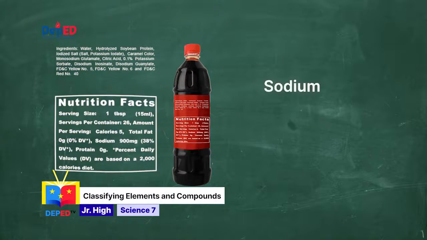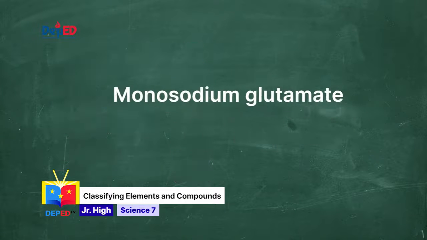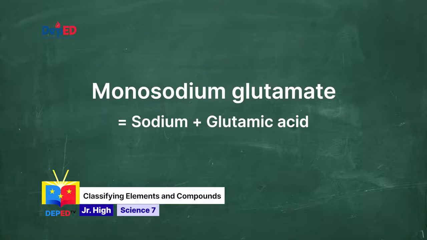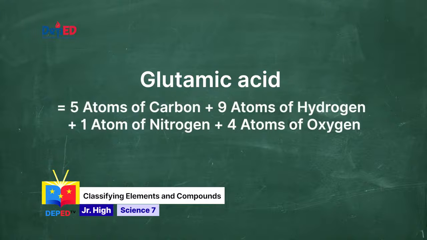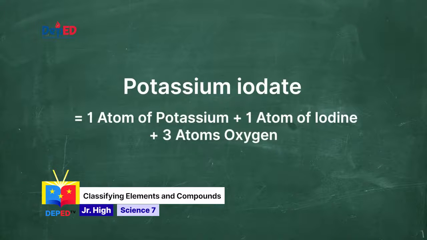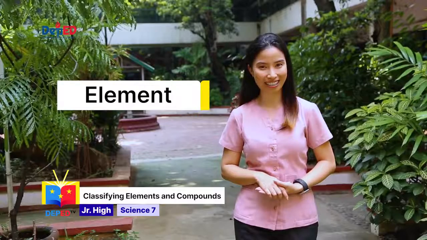Some of these are sodium, monosodium glutamate, and potassium iodate. Monosodium glutamate, or MSG, is a combination of sodium and glutamic acid. Glutamic acid is a combination of 5 atoms of carbon, 9 atoms of hydrogen, 1 atom of nitrogen, and 4 atoms of oxygen. Potassium iodate is a combination of 1 atom of potassium, 1 atom of iodine, and 3 atoms of oxygen. Elements and compounds are all substances.